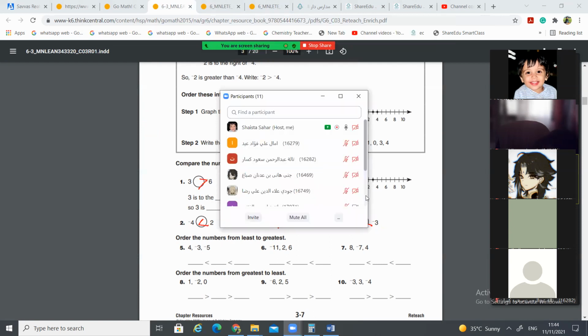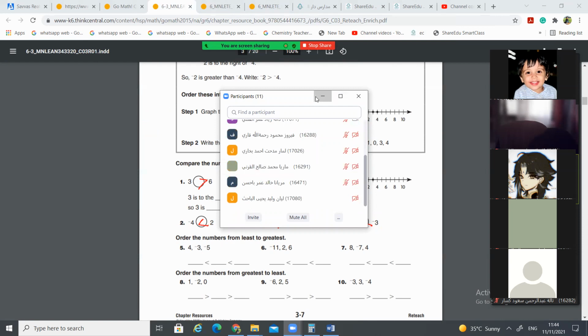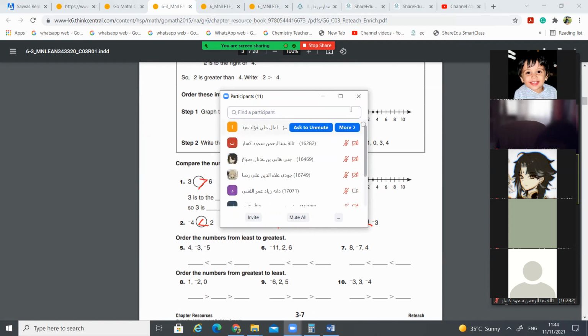Juri Siraj. Juri Siraj. Layan Walid. Layan Walid. Feroz.